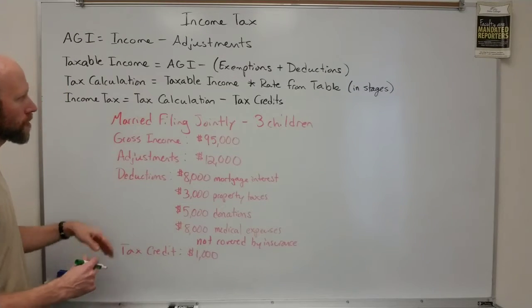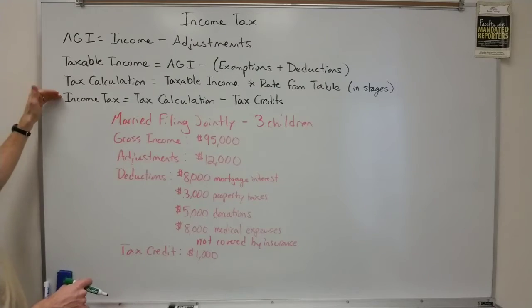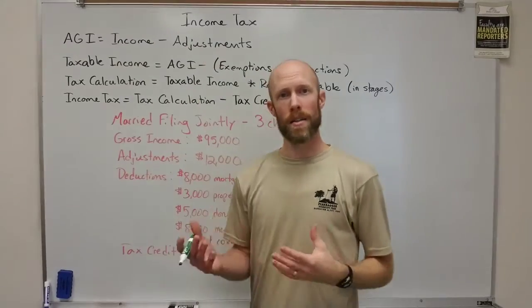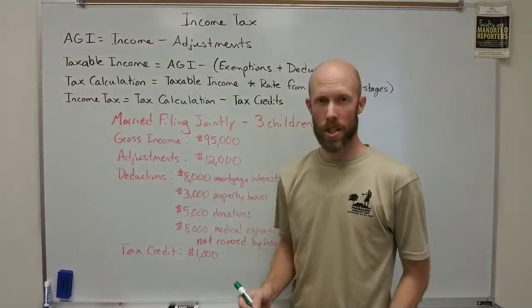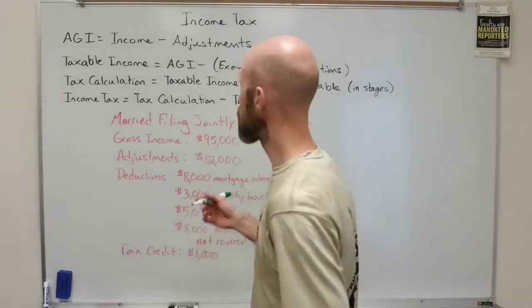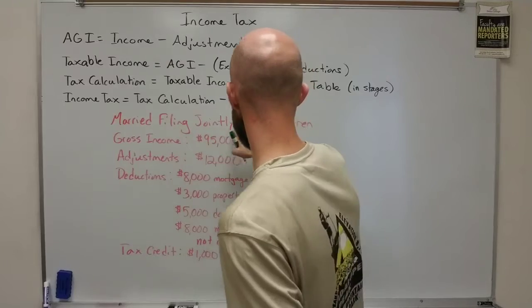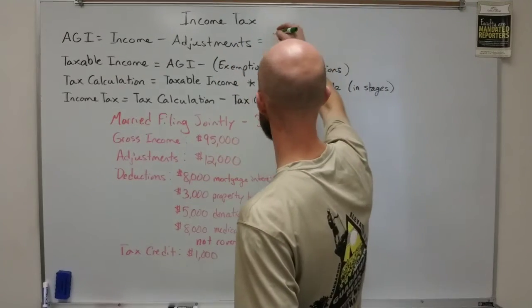So first thing we want to do, and of course we can find the AGI, the taxable income, the tax calculation, the income tax, all this stuff based upon this information and the table that we'll be working with. So first of all, the AGI. So AGI, of course, is equal to the income, which is $95,000 minus the adjustments, which are $12,000.